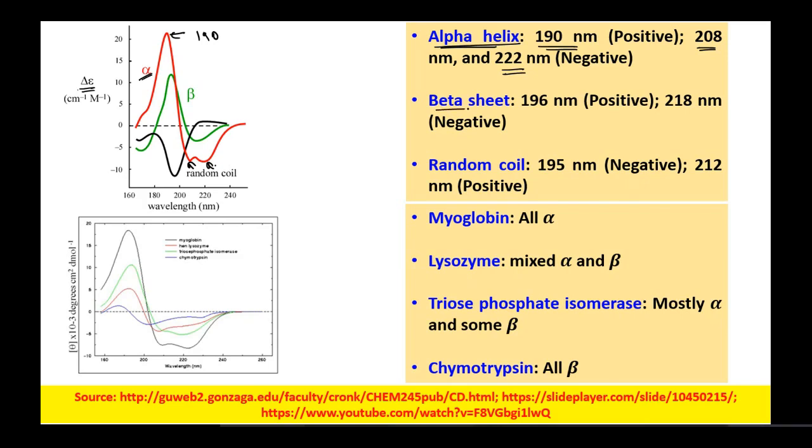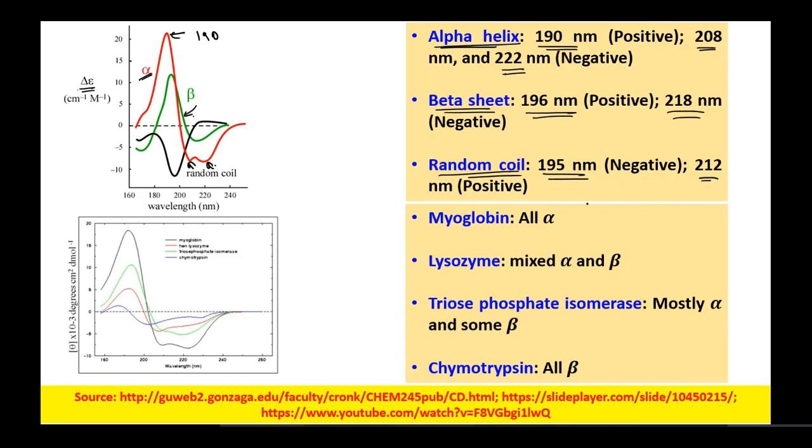Okay, then you can have the beta sheet. The green colored curve is given by the beta sheet. So you will have 196 and 218 nanometer. You will have two peaks, one is the positive peak and the other is the negative peak. And then for the random coil, you will get these two peaks. The first is the negative peak and the second is the positive peak.